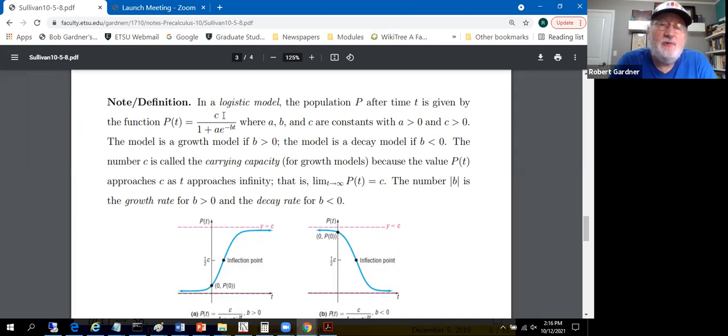P of t equals constant C divided by 1 plus constant A times e to the negative bt, for constant B as well. So A, B, and C are constants. A is greater than 0, C is greater than 0, and the model is exponential growth if B is greater than 0. Notice there's a negative sign that precedes the B, and it involves decay. So it involves growth or decay depending on the sign of B.